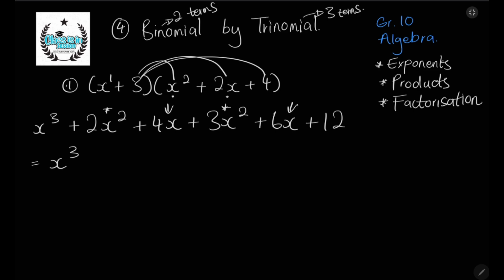x cubed. Then 2x squared plus 3x squared. 2 plus 3 is 5. So it's positive 5x squared. Then 4x plus 6x. 4 plus 6 should give you 10. Then we write our x. What are we left with? 12.